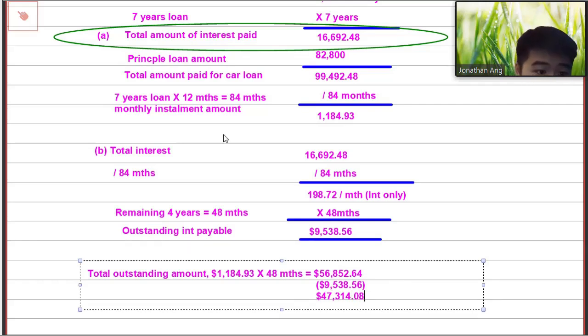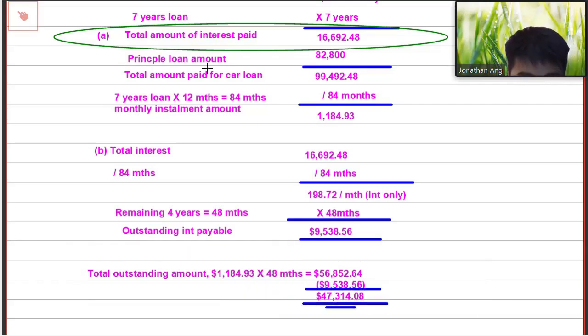47,304.08. That is your answer for part B, 47,314.08, right? The outstanding principal amount. Okay, the outstanding principal amount. So you might be blurred the first time when you look at this, all right, but take some time to digest it, right? Take some time to digest it. How should we approach it?